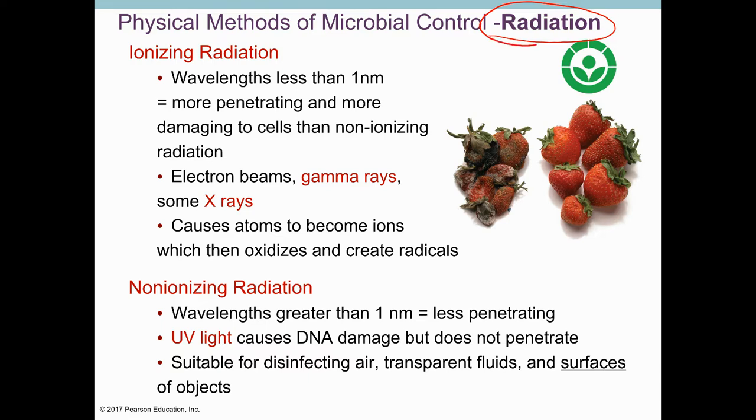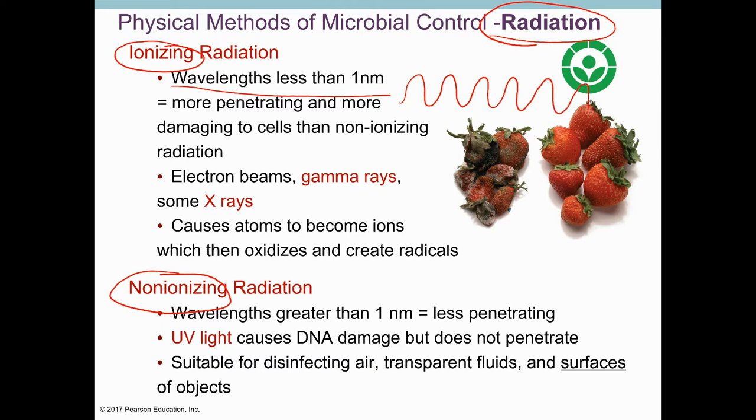All right, radiation. There's two types of radiation. One's called ionizing and one's called non-ionizing. Ionizing radiation has very small wavelengths. You may remember that energy travels in waves. The wavelength is from the top of one peak to the top of the next peak of the energy wave. And so when the wavelengths are very small, they're much more penetrating and much more damaging to cells. So if you really want to kill stuff, you use these ionizing radiation types. The problem is they're also dangerous to us too.